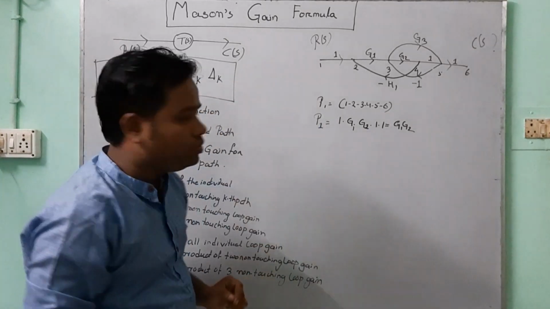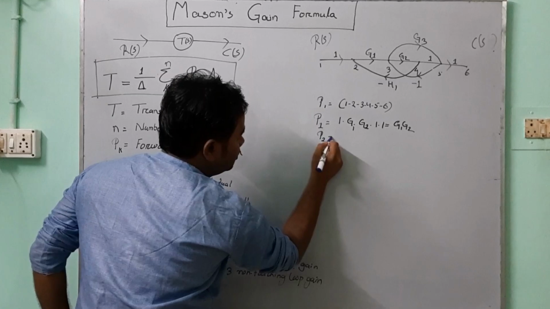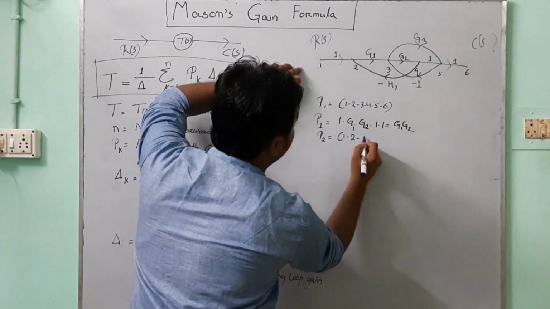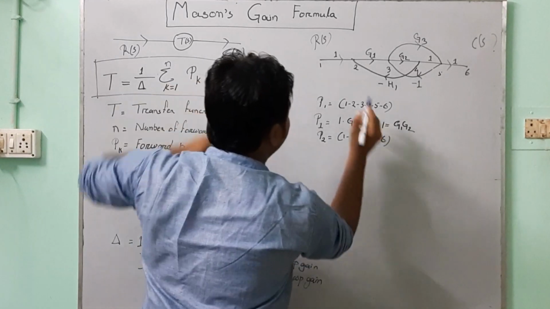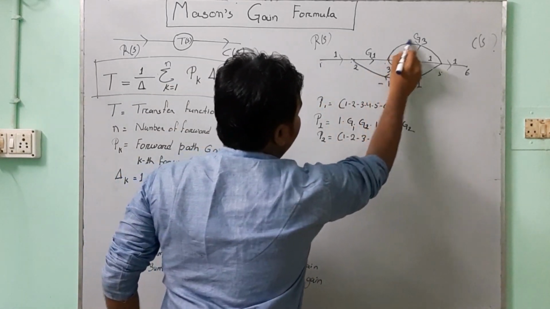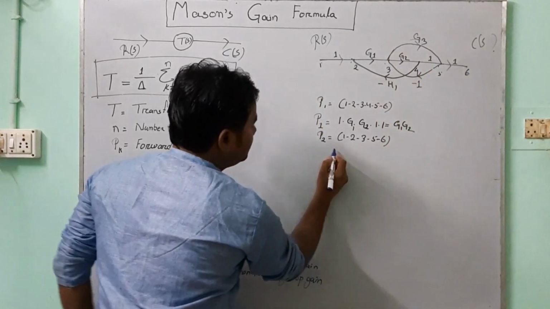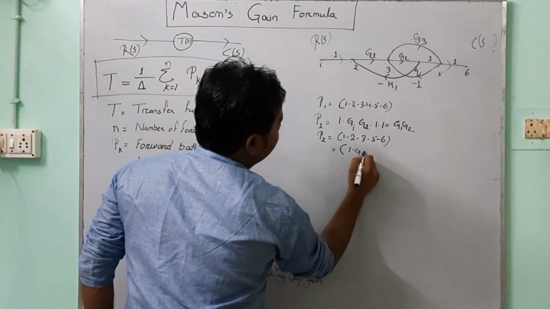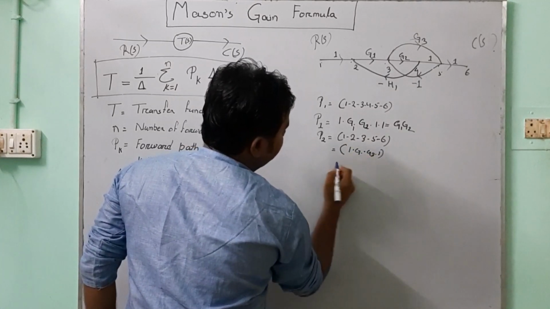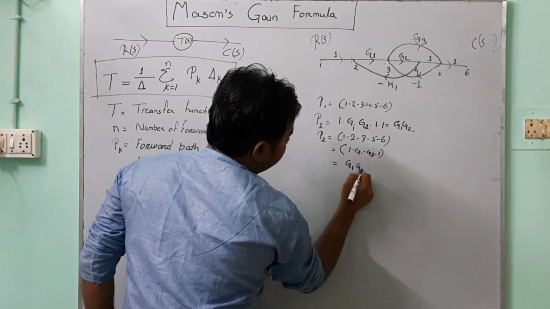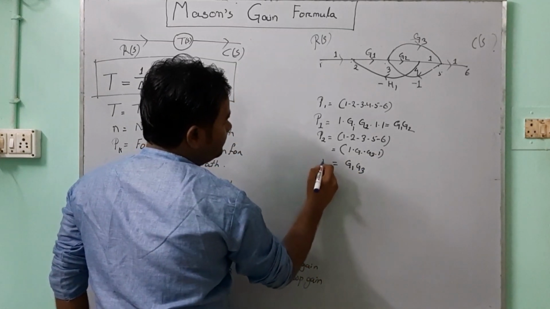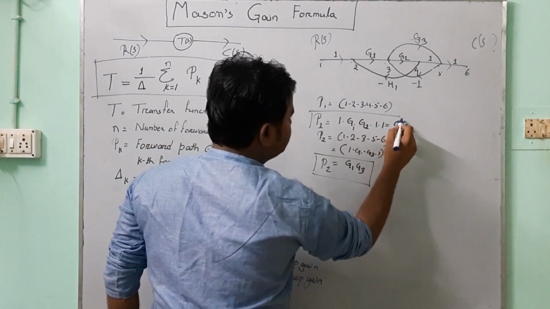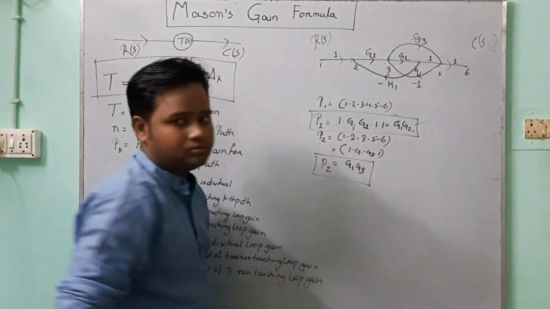Similarly, what is P2, forward path 2? We have a second forward path, from the points 1, 2, 3, then in this direction 5 and 6. The gain is 1 into G1 into G3 into 1, which is equal to G1 G3. So the value of P2 is G1 G3 and P1 is G1 G2.